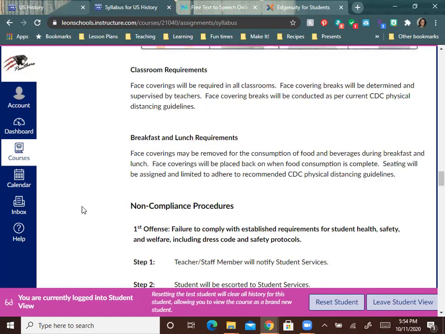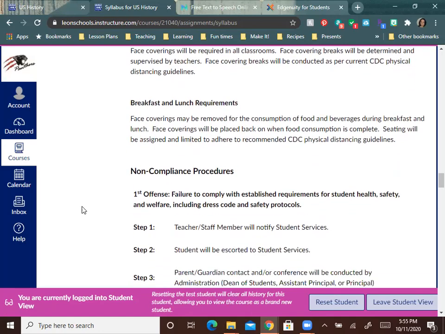Face coverings may be removed for the consumption of food and beverages during breakfast and lunch. Face coverings will be placed back on when food consumption is complete. Seating will be assigned and limited to adhere to recommended CDC physical distancing guidelines. And so this is provided by the district.